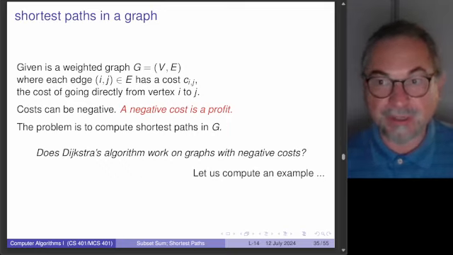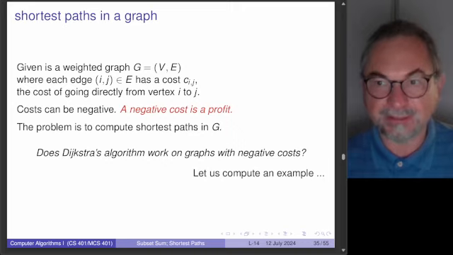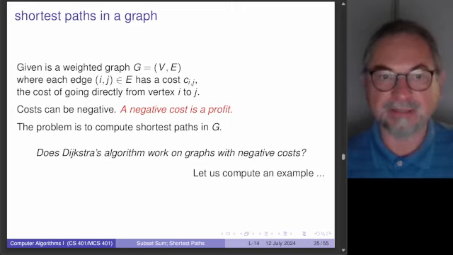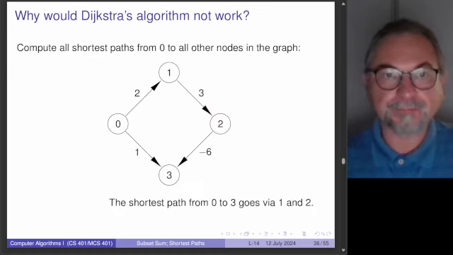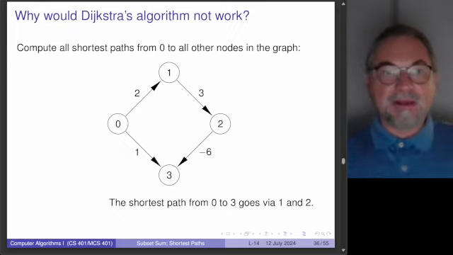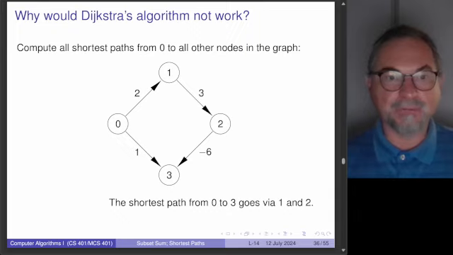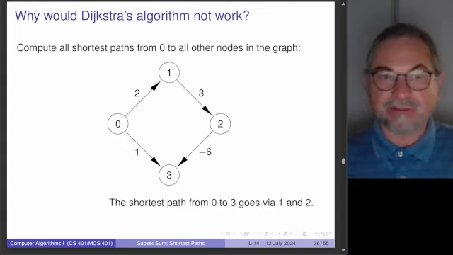And the first question we ask is whether a greedy algorithm works. So earlier in this course, we covered Dijkstra's algorithm. Does it work? Well, let's look at an example. Why wouldn't Dijkstra's algorithm work? So here we have a graph with 4 nodes. It's directed, and we want to compute all shortest paths, well, shortest paths starting from 0.